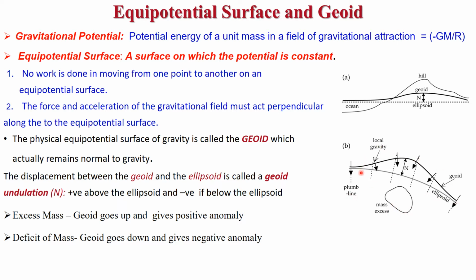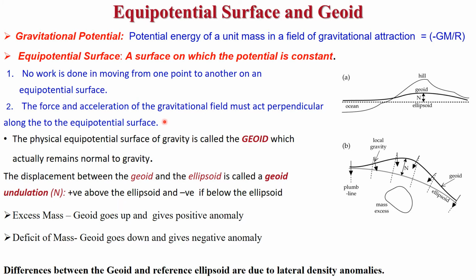Okay, so you can see that normal gravity is acting perpendicular to the surface, as in an electric field, and there will be an equipotential surface. These are the assumptions for the equipotential surfaces.